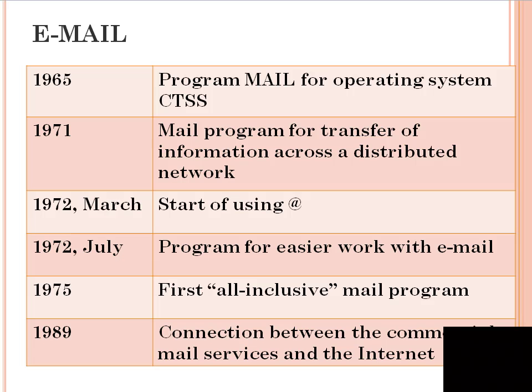So about email, you can see a simple small history about the email. In 1965, program mail for operating system CTSS. In 1971, mail program for transfer of information across a distributed network. Then after 1 year, in March 1972, start of using. In July 1972, program for ease of work with email. In 1975, first all-inclusive mail program. And in 1989, connection between the commercial mail services and the internet.